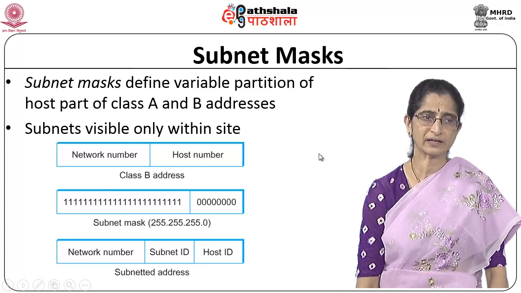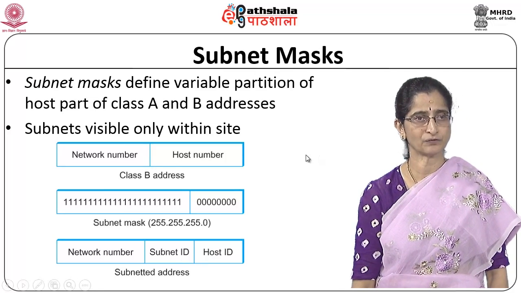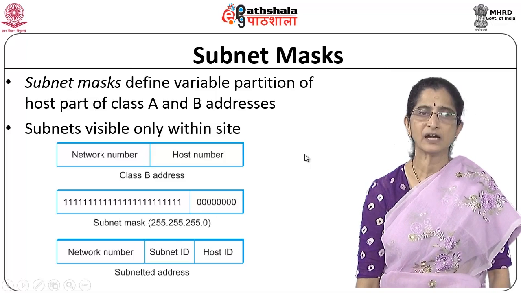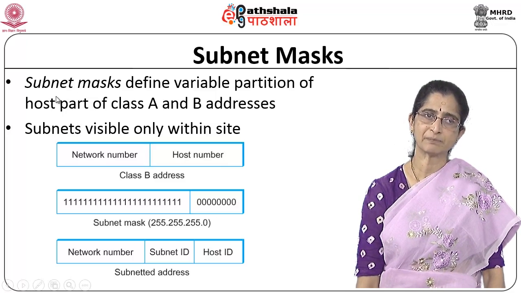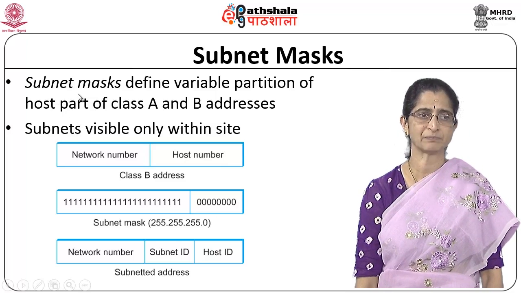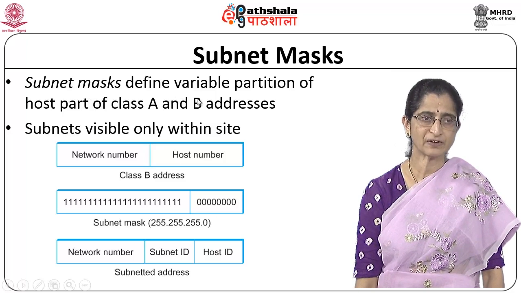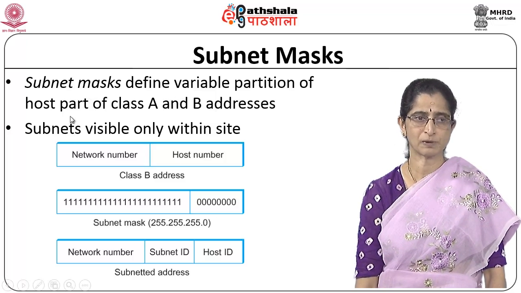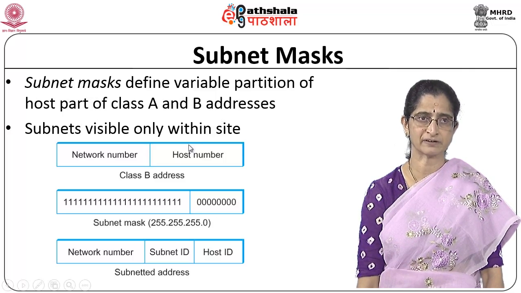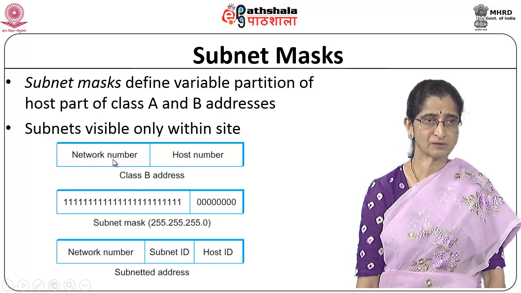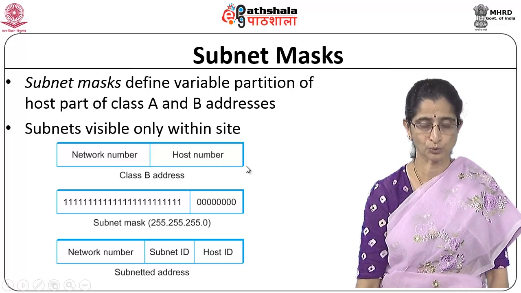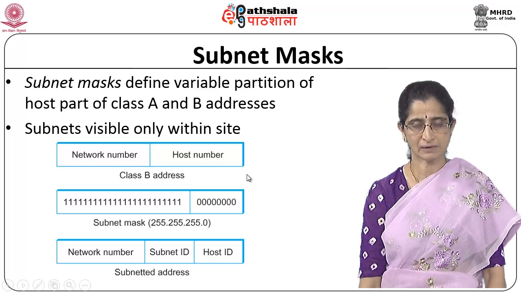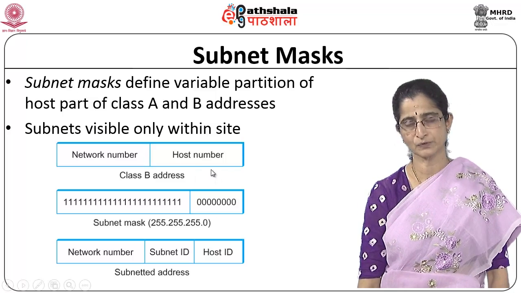So how do I specify which part of the address becomes the subnet part and which part becomes the node part of the address? This is done by having something called a subnet mask. The idea of a subnet mask is to be able to specify variable partitions of the host part of the address. If I take a class B address, for instance, we know it has 16 bits for the network number and 16 bits for the host number. What we want to do now is take this 16-bit host number, which can accommodate 2 power 16 hosts, and divide that into multiple subnetworks, each having a smaller number of hosts. So that is what we want to do.